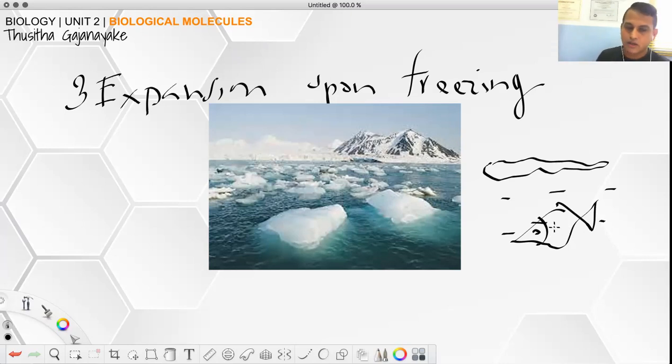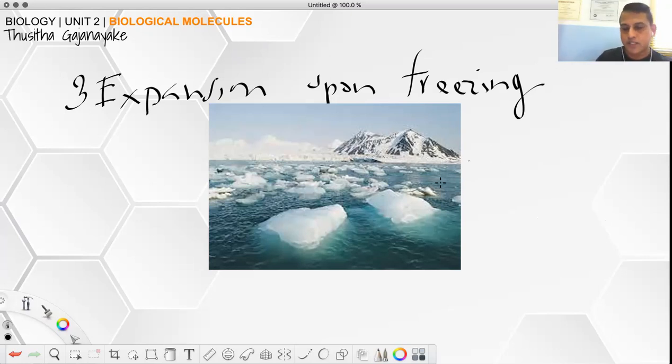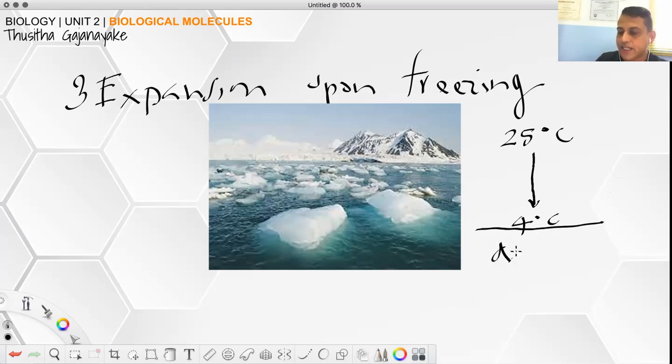For us, what is important? How did it happen? Now to explain this, when we try to reduce the temperature, let's say starting from 25 room temperature, and then when it comes to 4 degrees, this is the maximum density. After that, density decreases. Water density decreases below 4 Celsius degrees.